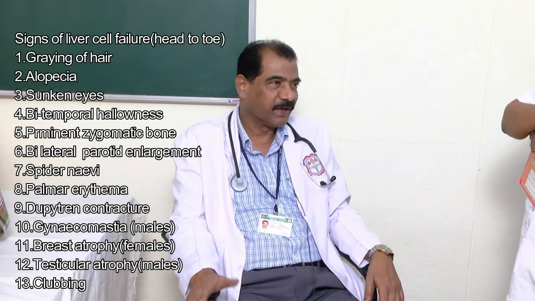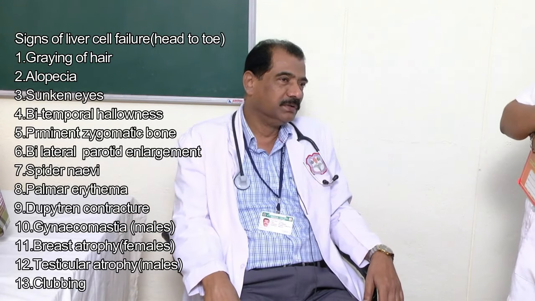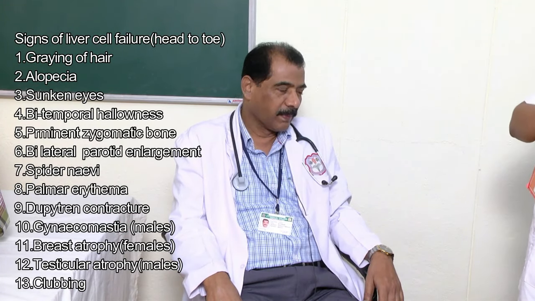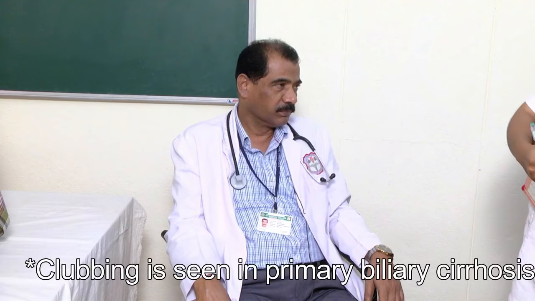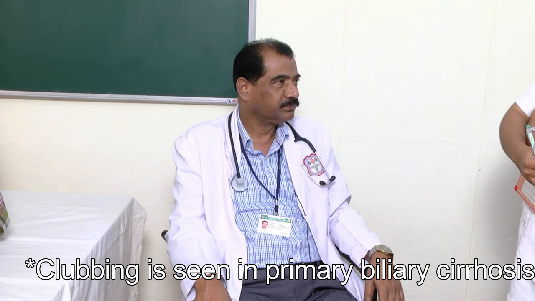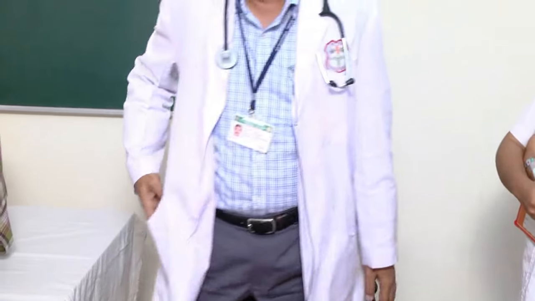What are the signs that you look at in the palm? Palmar erythema, Dupuytren's contracture, clubbing, leukonychia, sometimes there may be bruises also on the hands, even cyanosis can be present. So if any of these things are present, clubbing is common in which cirrhosis? Primary biliary cirrhosis. So you don't find any evidence for liver cell failure in this case. Very sure.